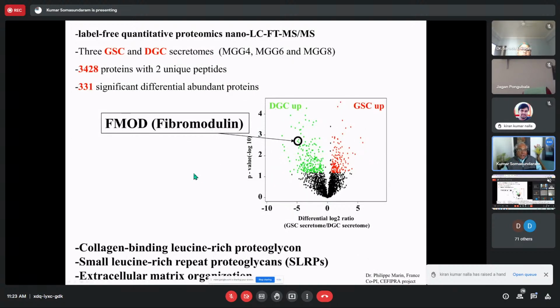Okay, what is FMOD? FMOD is fibromodulin, a collagen binding leucine-rich proteoglycan.